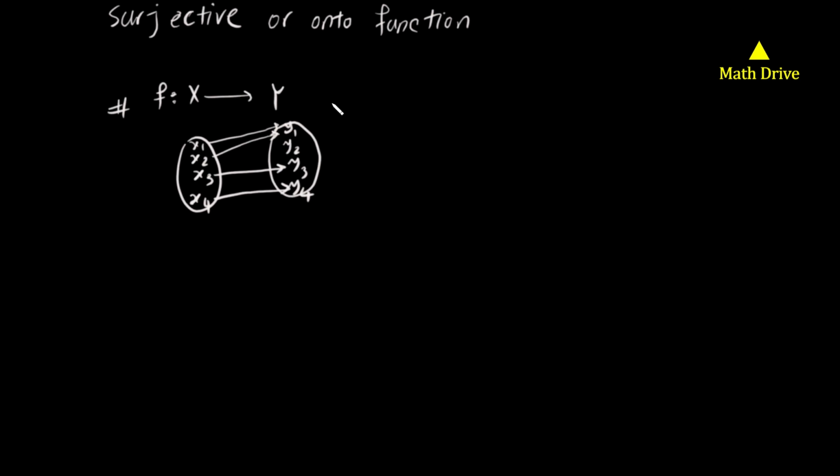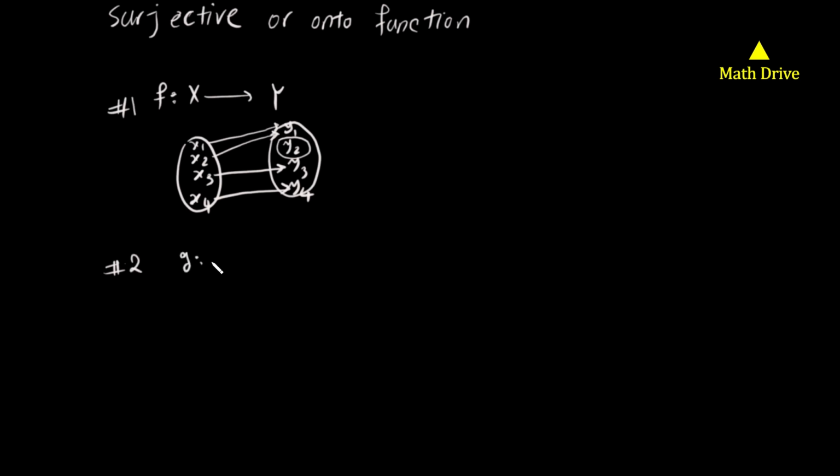Clearly, function f is not a surjective or onto function because there's an element y2 in the codomain which hasn't been mapped from any element in domain x. So the function f is not surjective, meaning it doesn't cover all the elements in the codomain or y set. Now let's take a look at another example. Example number 2.